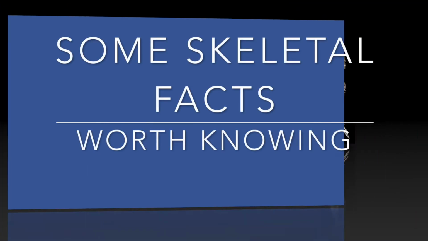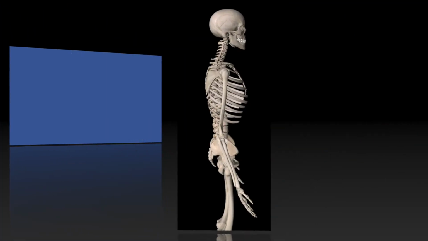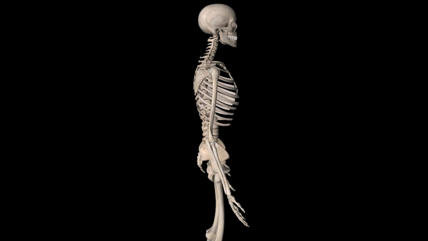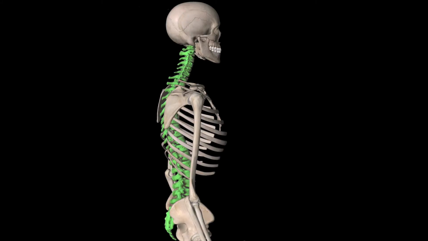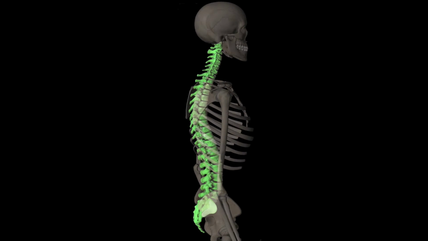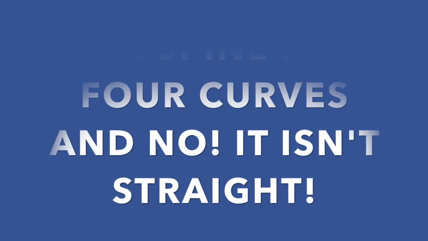Here we have some skeletal facts that are well worth knowing. Let's have a look at the skeleton, but particularly we will have a look at the spine. Here you have the spine isolated. Have a good look. See what strikes you as you look at it here, more highlighted. You can probably see that it isn't straight.